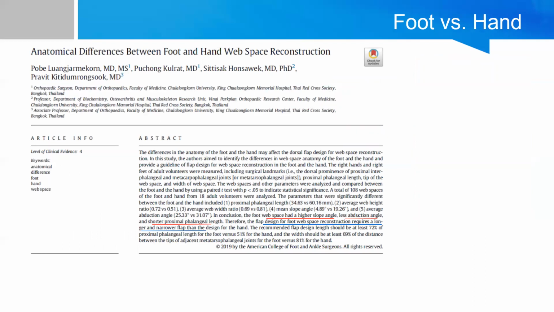The final note about syndactyly is that since it might happen in the foot, it needs to be reconstructed there also, and we have some differences that were addressed beautifully last year by this paper published by Langjarmekron and colleagues. They indicated that the main difference is that the foot web space had a higher slope angle, less abduction angle, and shorter proximal phalangeal length, which meant that the design for foot web space requires a longer and narrower flap than the design of the hand.